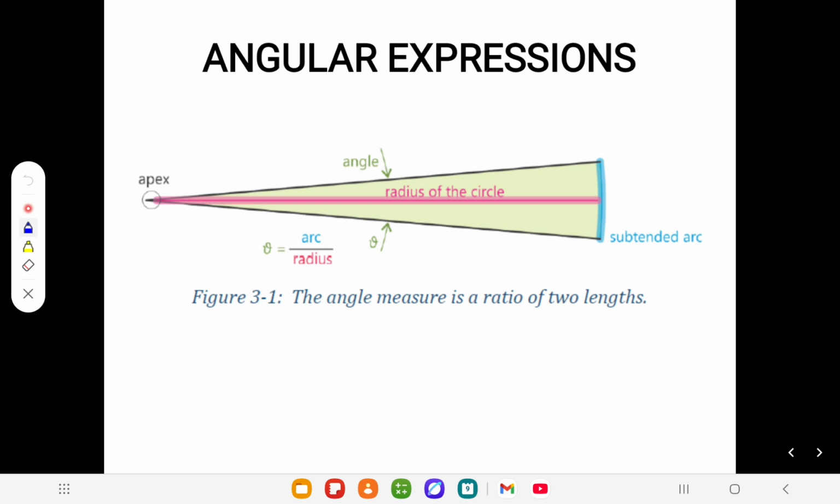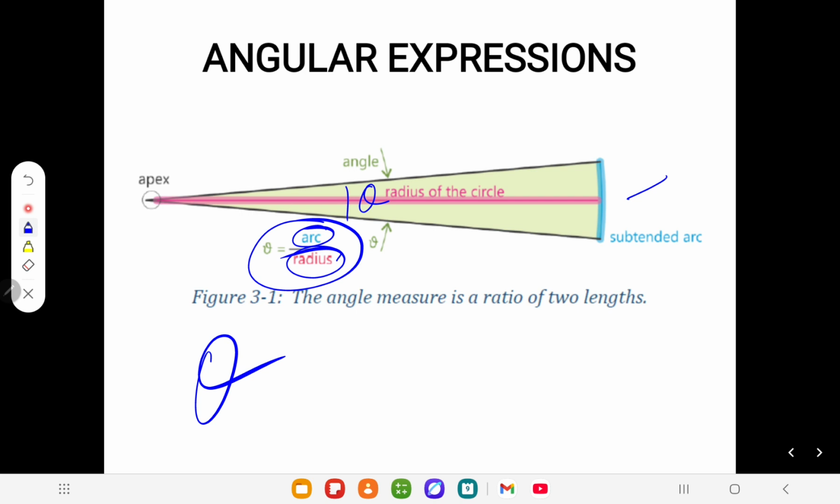See, angular expression means always length divided by length, isn't it? But whenever it's called theta, it's arc divided by radius. So arc in some centimeters, radius in some centimeters. That's why theta doesn't have any dimension. That's why angle is dimensionless, but not unitless. Angle definitely has a unit, but it has no dimensions. Units like degree and radian, and the SI unit is definitely radian.